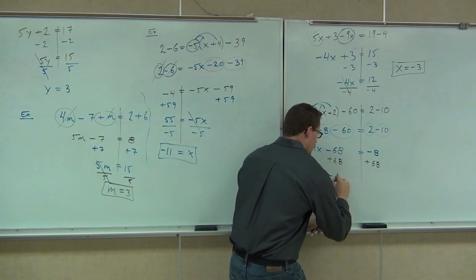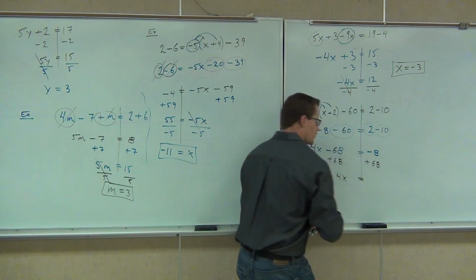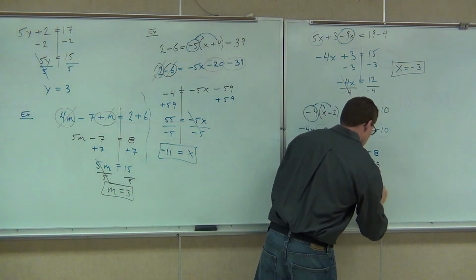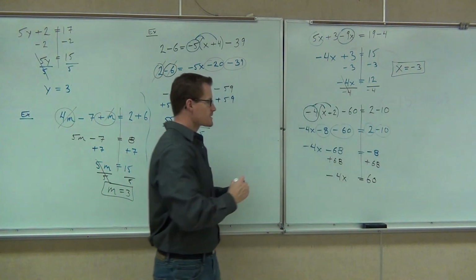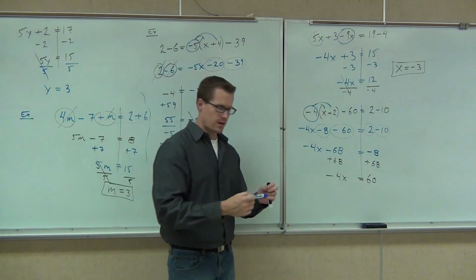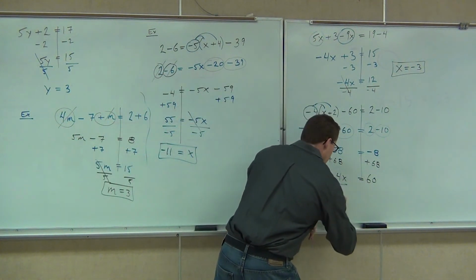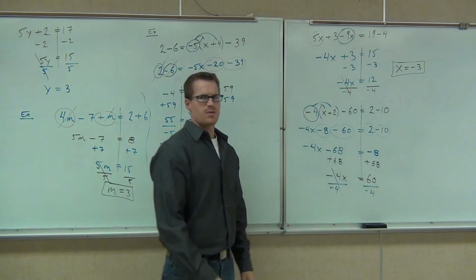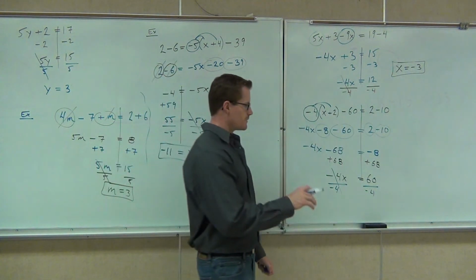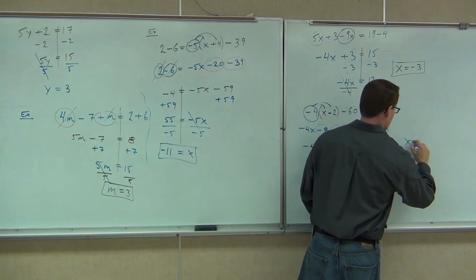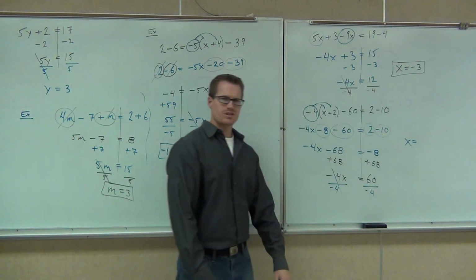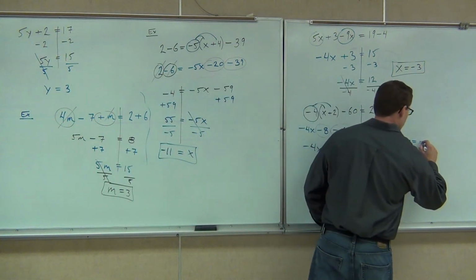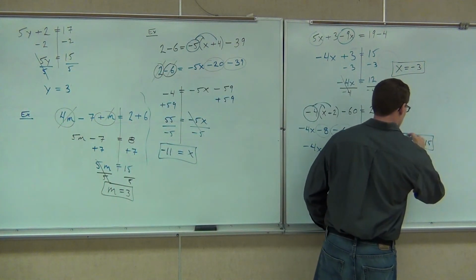We'll have negative 4x equals how much? 60. Positive. And our last step when we're doing this is going to be to divide. We're going to get rid of that coefficient. If we divide by negative 4 on both sides, notice how we're dividing by negative 4, not just 4. We got to have that negative there. x gives you, what's 60 divided by negative 4? Perfect. We're good to go.